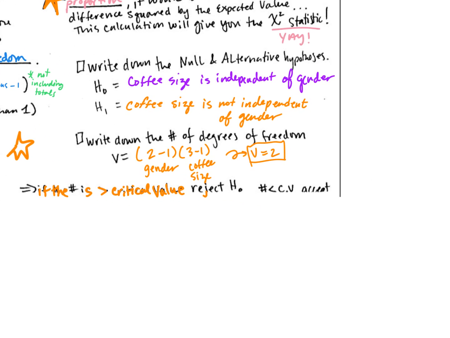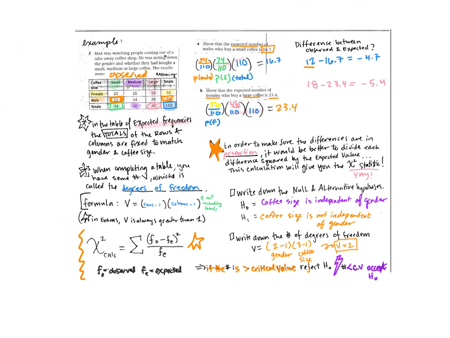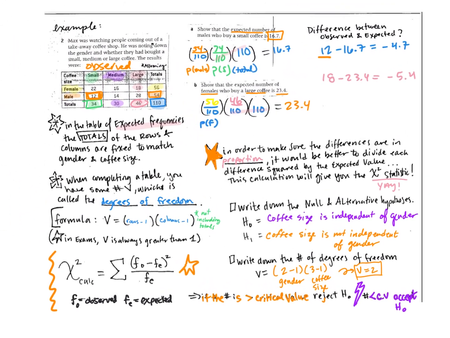If the number is less than your critical value, accept your null hypothesis. So that you would have done in your investigation, n'est-ce pas?